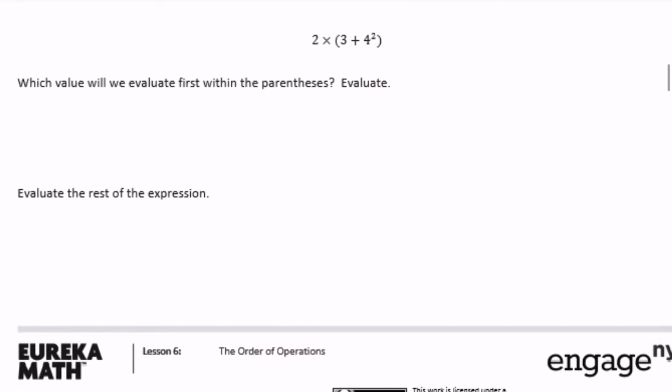Example 4. We have 2 times 3 plus 4 to the second power. Which value will we evaluate first within the parentheses? So first, we're going to evaluate, let's see, what value will we evaluate first within the parentheses? 4 to the second power, because we're going to do exponents first. 4 to the second power is 4 times 4, which is 16.